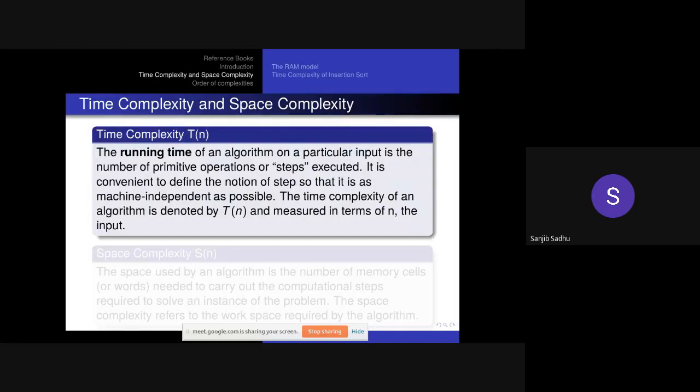What do you mean by time complexity? The running time of an algorithm on a particular input is the number of primitive operations or steps executed. It is convenient to define the notion of steps so that it is as machine independent as possible. What do you mean by machine independent? Suppose you say I am using Pentium 4 architecture, or someone else uses a different one. No, it should not depend on that.